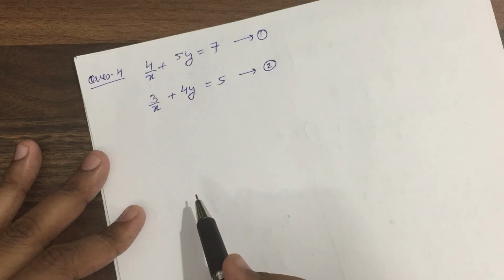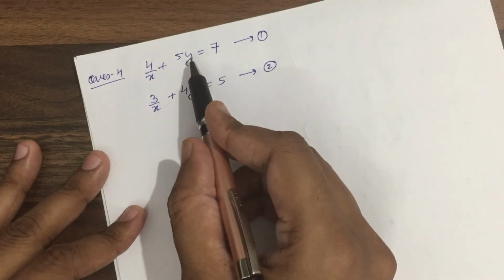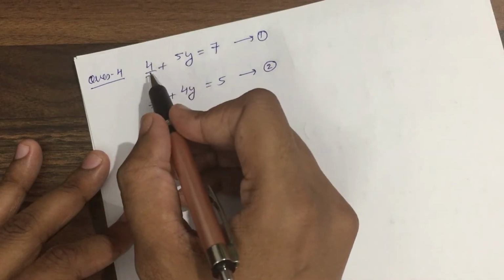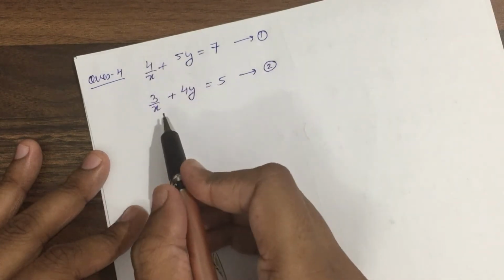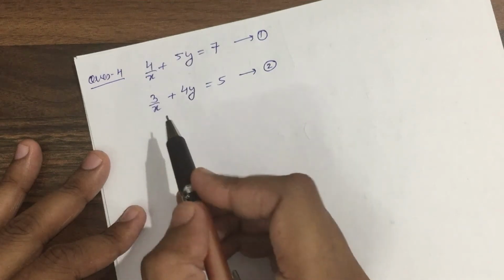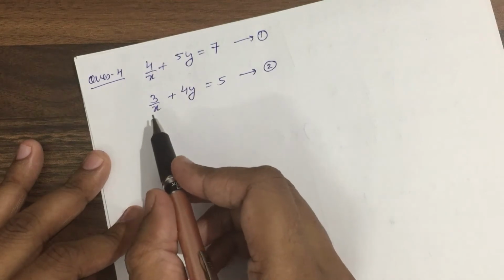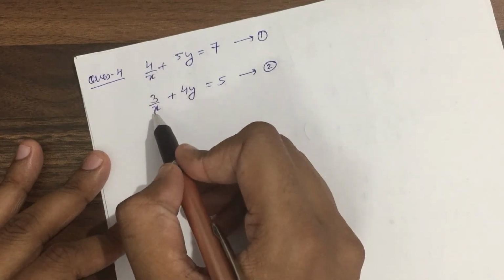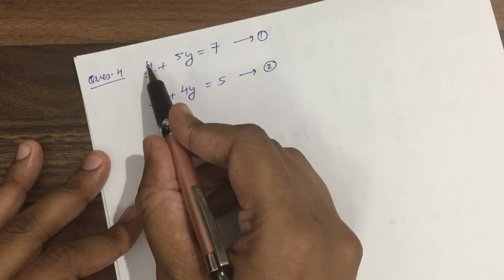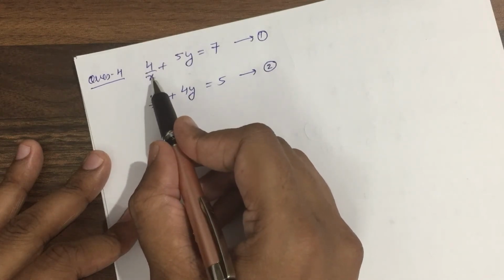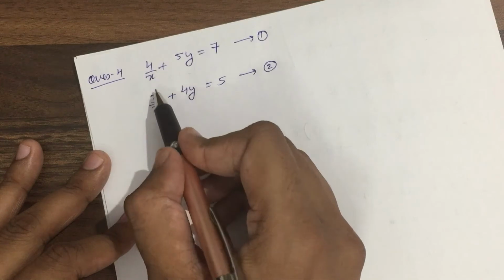And the second method is to directly make the coefficient of either y or 1 upon x equal. So here the coefficient of 1 upon x is 4 and here the coefficient of 1 upon x is 3. ठीक है? So what we will do, we will make the coefficients of 1 upon x same. So here the numerator is 4 and here it is 3. So the LCM of 4 and 3 will be 12. So we need to make the coefficient of 1 upon x same.